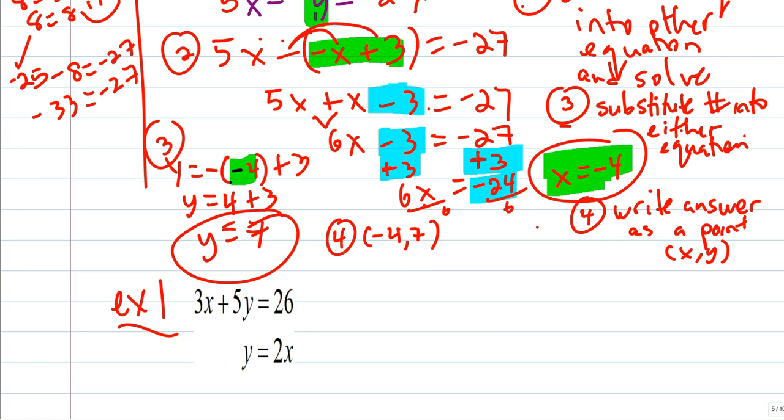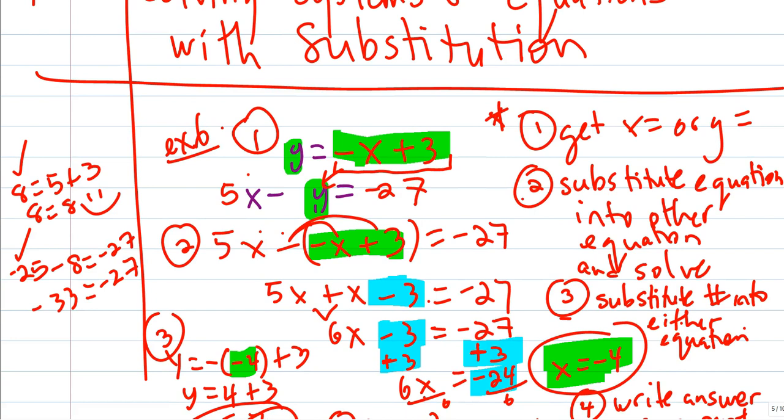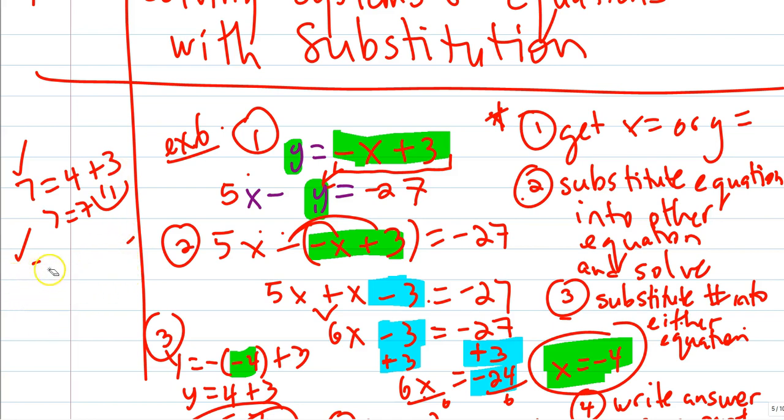I shouldn't be so arrogant. So I would check this again. Negative 4, 7. 7 is equal to negative negative 4. 7 is equal to 7. Now it should work for the other one, right? We said negative 4, 7. So 5 times negative 4 is negative 20. Minus 7 is negative 27.